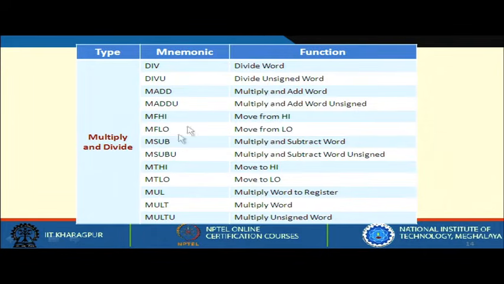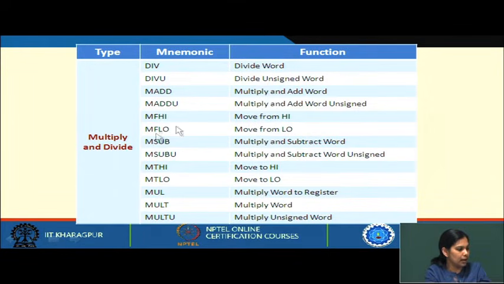We have various instructions: move from HI, move from LO, and multiply word to a register. This is generally used: multiply a word, multiply unsigned word.